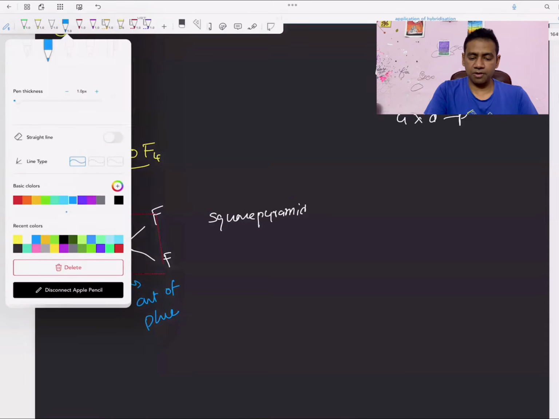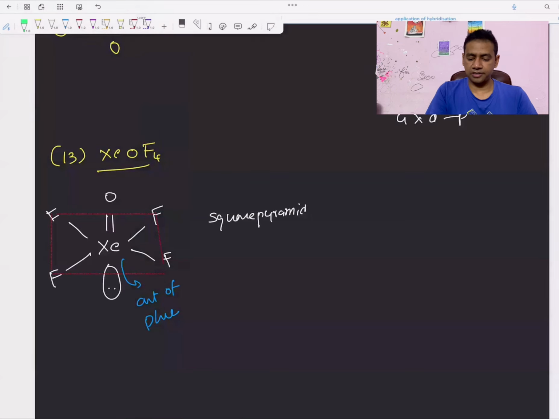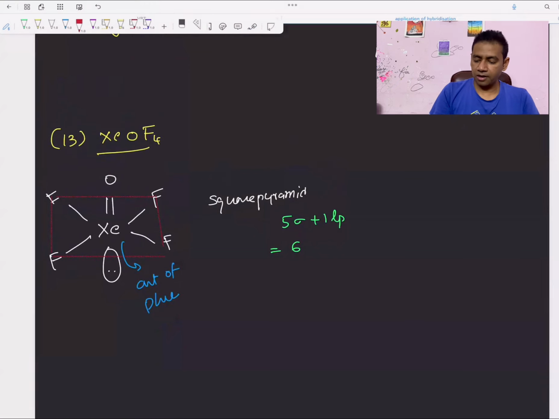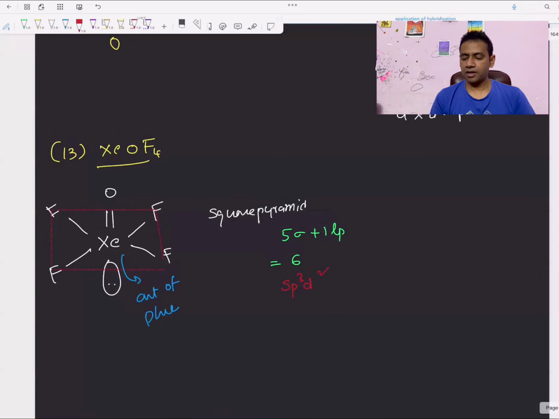Now let us count the number of sigma bonds and number of lone pairs. We have a total of 1, 2, 3, 4, 5 sigma bonds, and 1 lone pair, and the total becomes equal to 6. If there are a total of 6, what is the type of hybridization we call? What is the possible hybridization? We take sp3d2 hybridization. Now here again we have to sketch out.